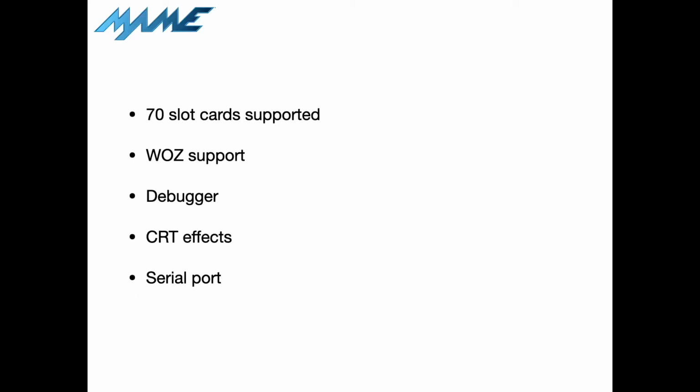MAME emulates more than just the computers. It currently emulates around 70 peripheral cards: serial cards, disk controllers, printer cards, SCSI, MIDI, and many more. There's support for both 5 1/4 and 3 1/2 inch disks, so you can run copy-protected software as it was originally intended. There's also a very powerful debugger. It works across all CPUs, so if you're using a SoftCard, or the Mill, or a PC Transporter, you can debug that code as well.